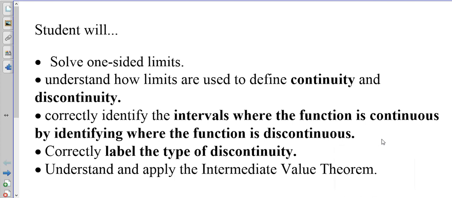All right. Well, what we are going to talk about today is we're going to go on to 2.4, which is talking about continuity and one-sided limits. So without further ado, you can see what we're going to hopefully be able to do here.